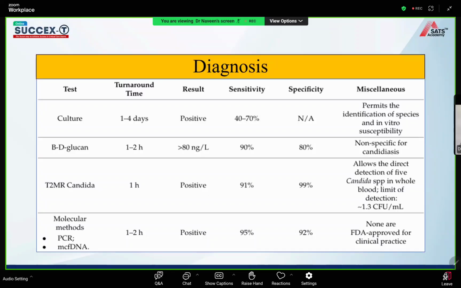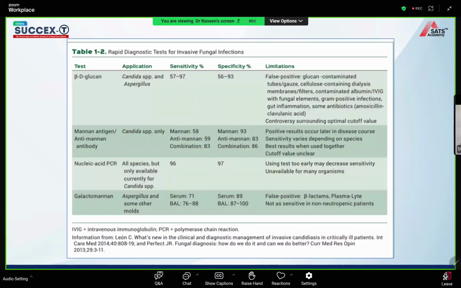The advantages of PCR and T2 Candida are that they are highly sensitive and specific, the turnaround time is faster, and you need only 1 to 3 colony-forming units per ml of Candida to turn it positive. Here, I want to insist on the Mannan and antibody assay, which should be used as a combination test so that it increases sensitivity and specificity.